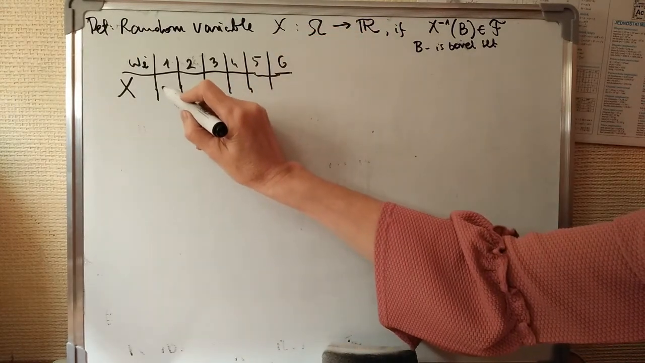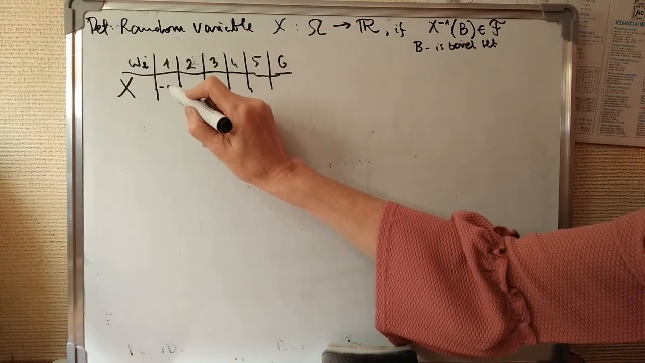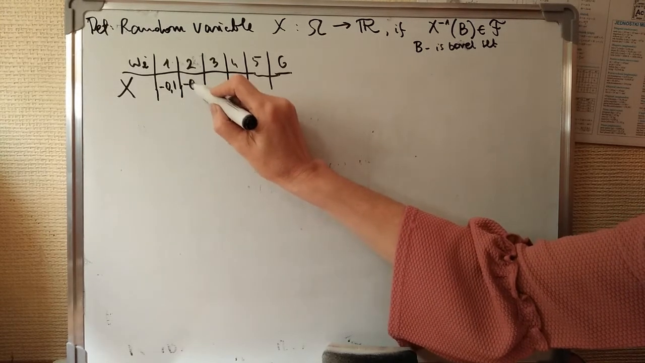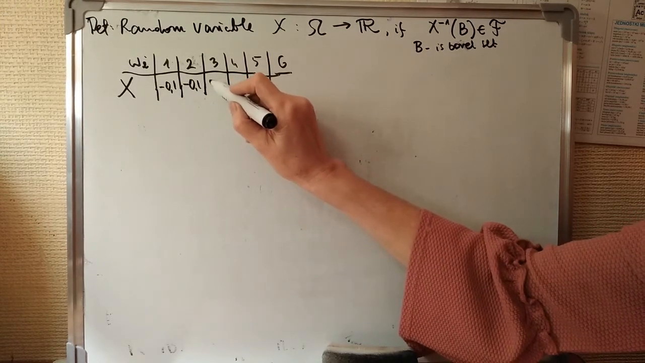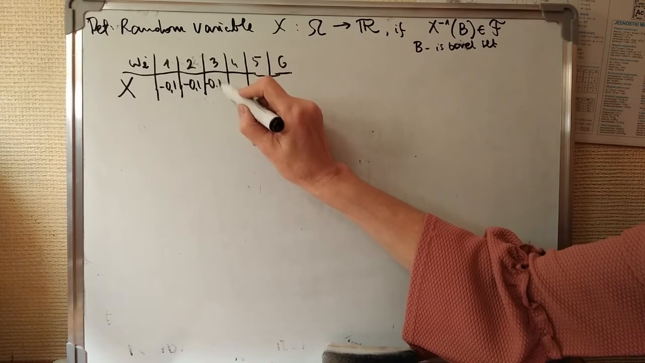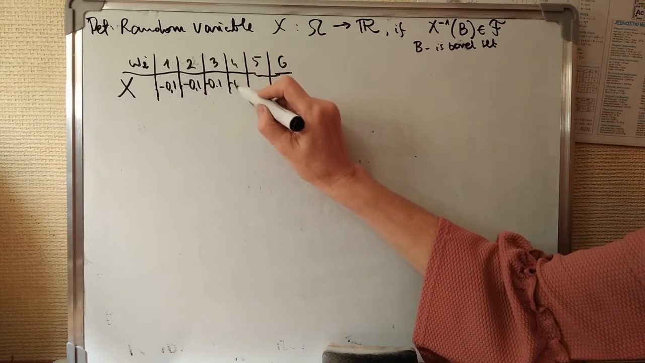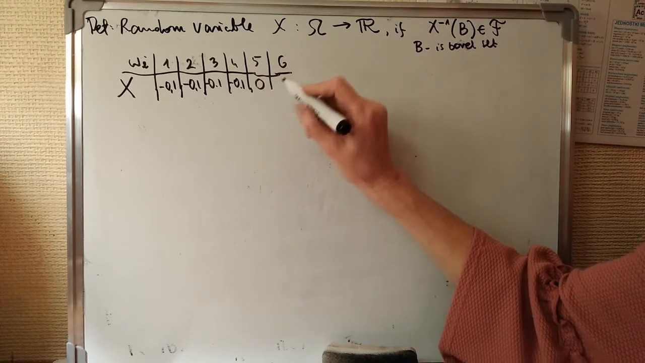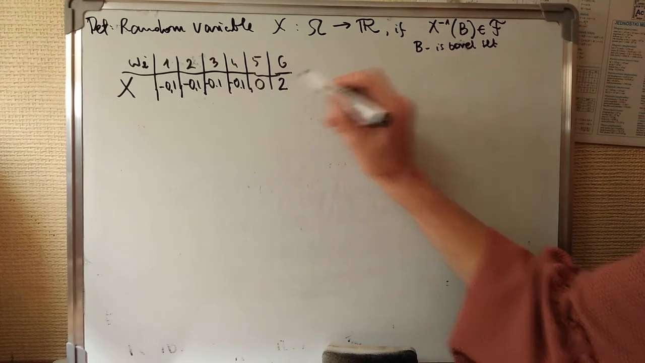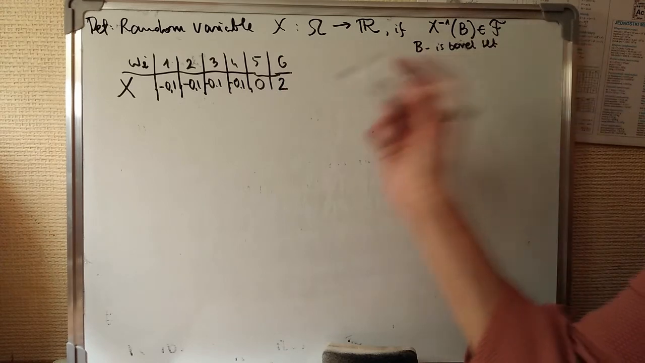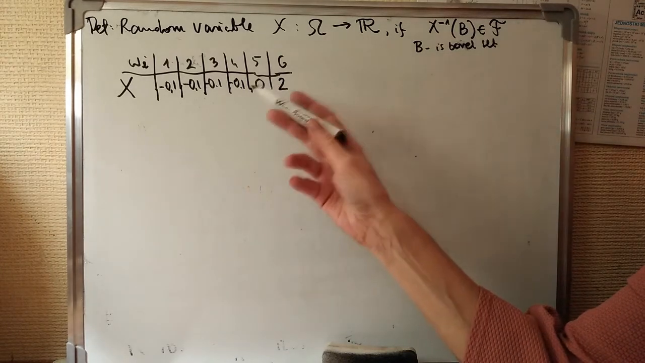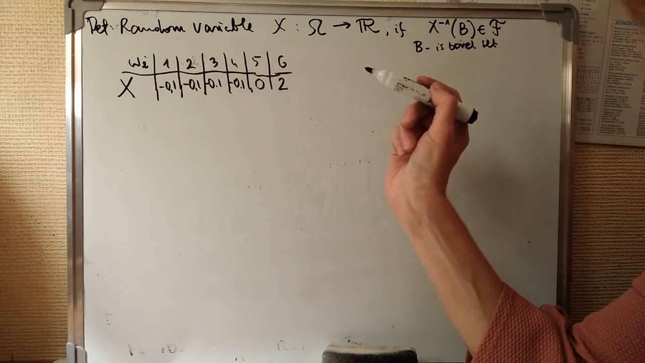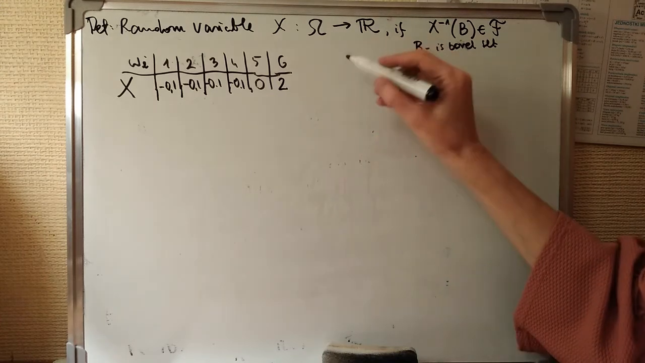So in the case of 1, you're losing 10 groszy, so you're losing 0.1 zloty. In the case of 2, you're losing 0.1. In the case of 3, you're losing 0.1. In the case of 4, you're losing 0.1. In the case of 5, nobody pays anyone. In the case of 6, you gain 2 zlotys. So it's a new random variable defined on omega.